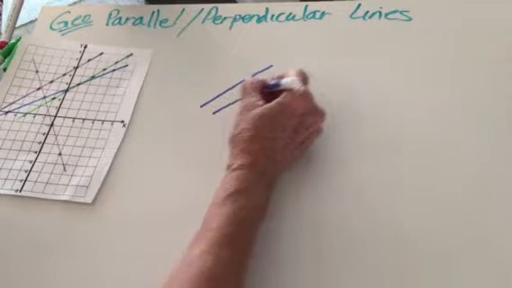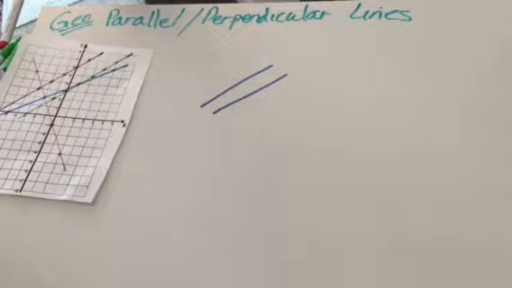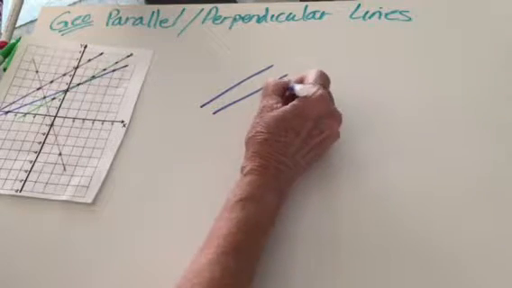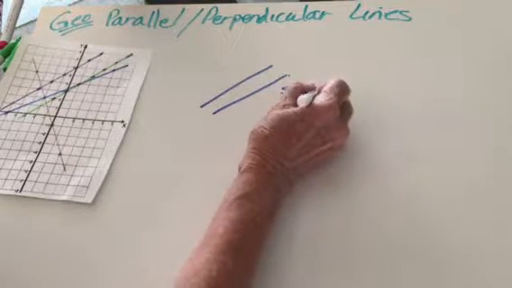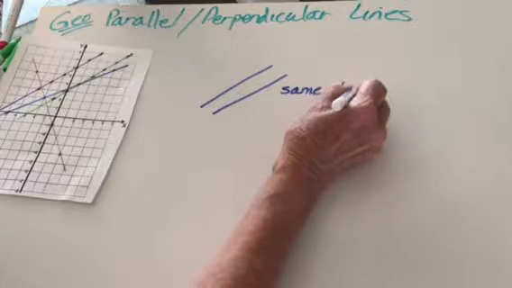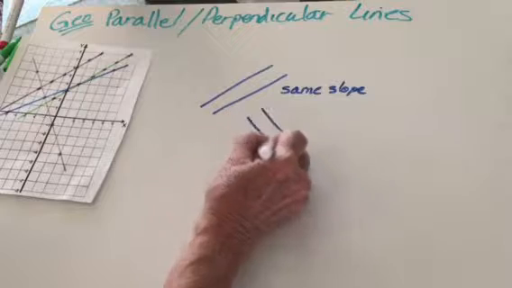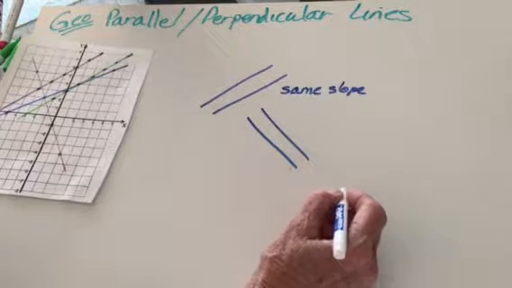I'm going to try to make these two lines parallel. Well, you can see they're not, but they're close. They're parallel because they have the same slope. So depending on how steep something is, it has the same slope.